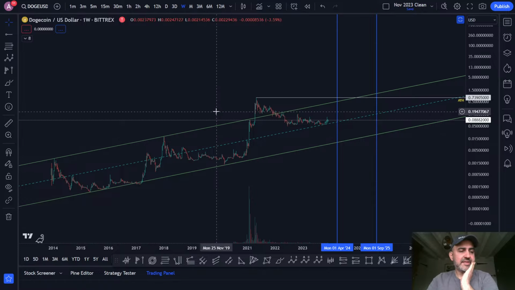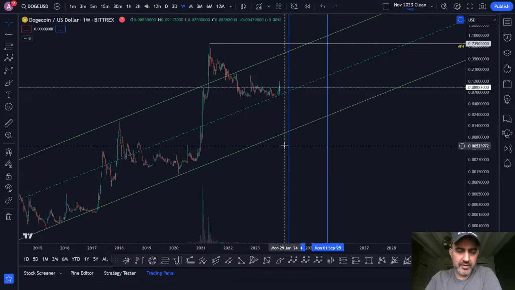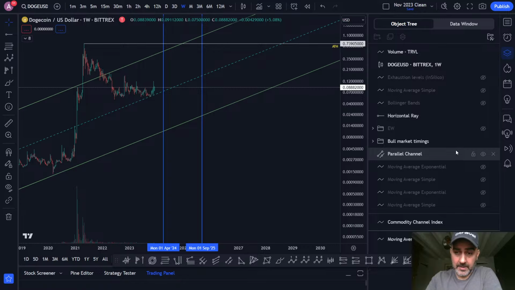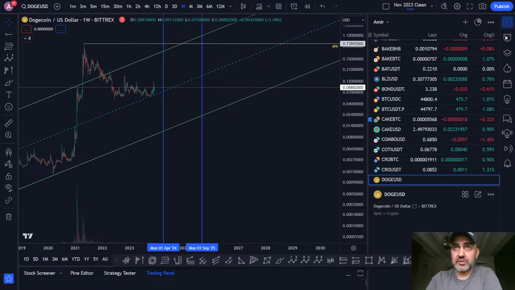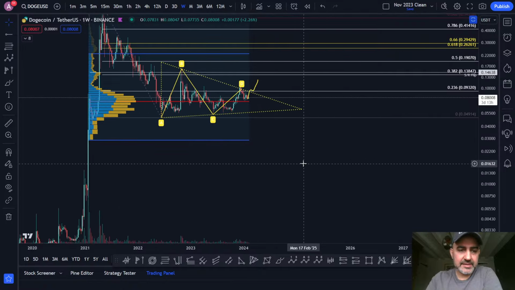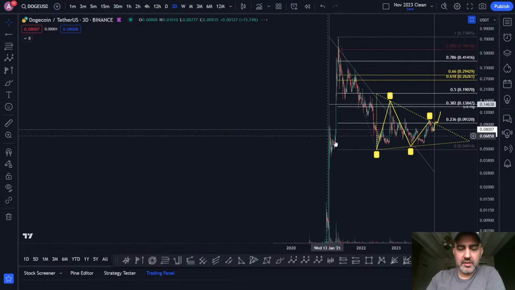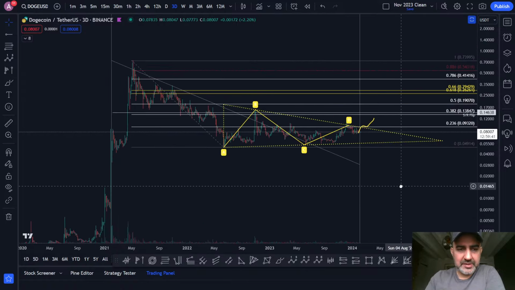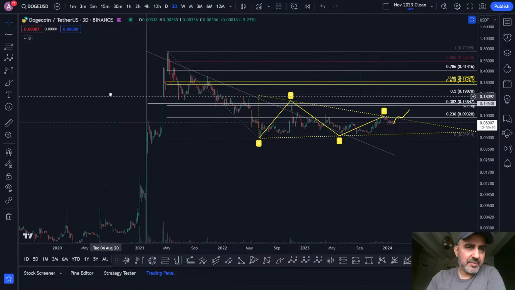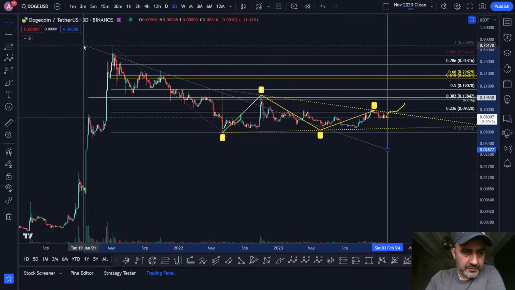So this is using Bittrex. I'm just using that to do the EW count. So I think we're in a 4 right now to go to a 5 on the higher time frame. And then to do the actual analysis, I'm using Binance on a lower time frame. The reason why I'm using Binance is because Binance will have most of the volume. So let me have a look at this.